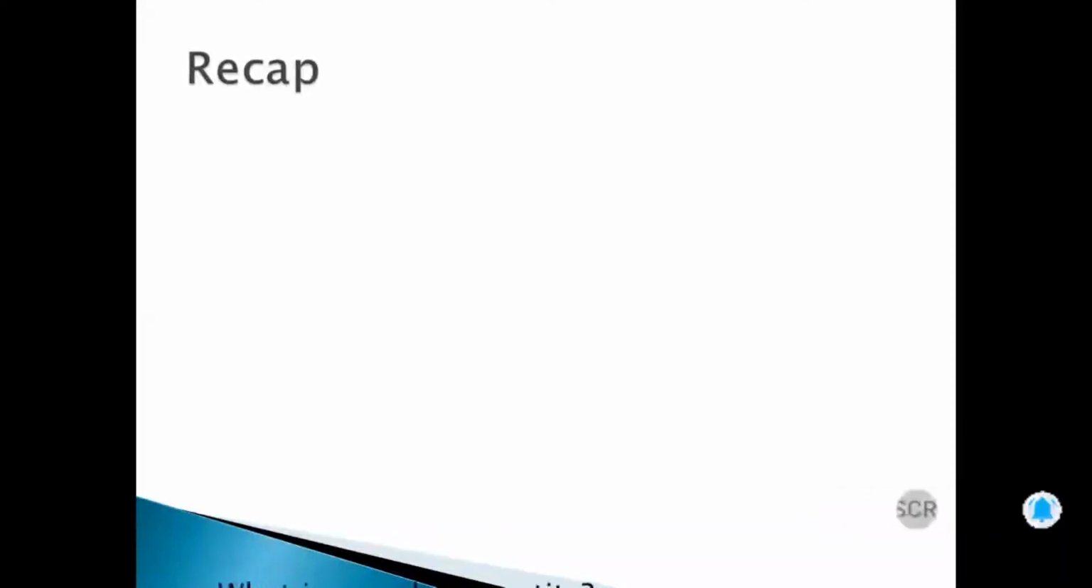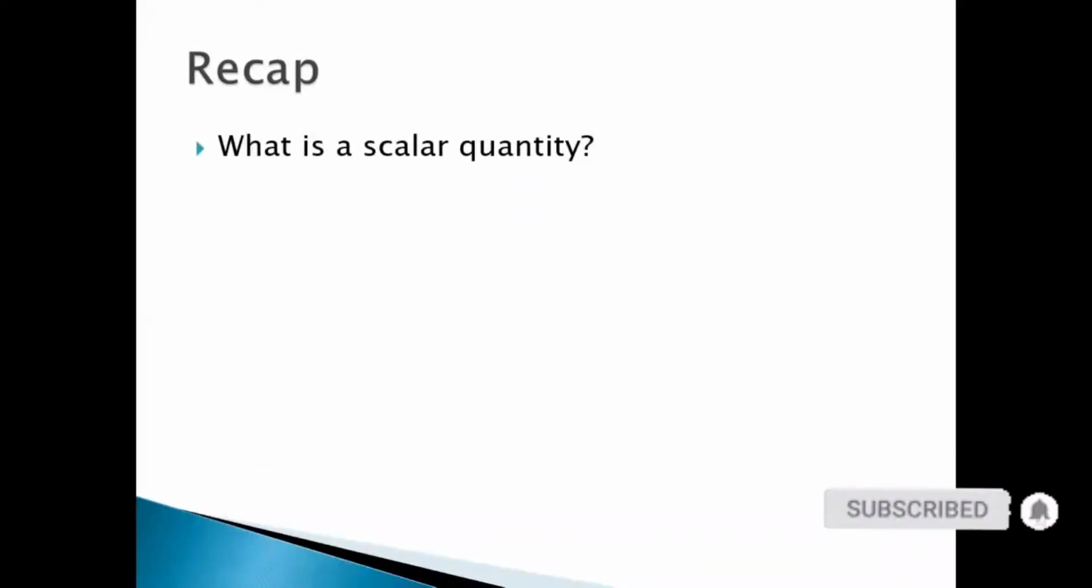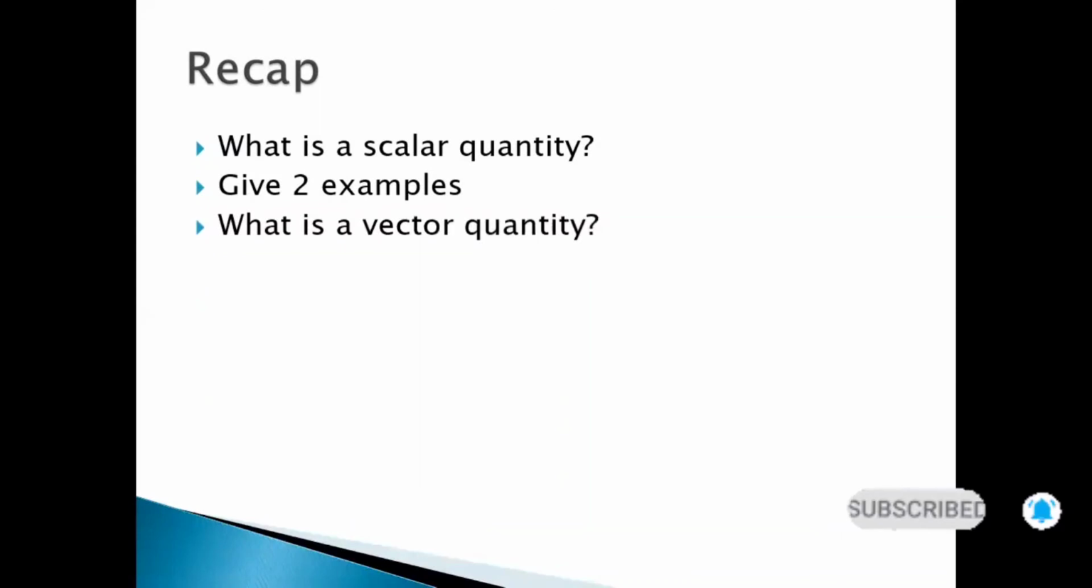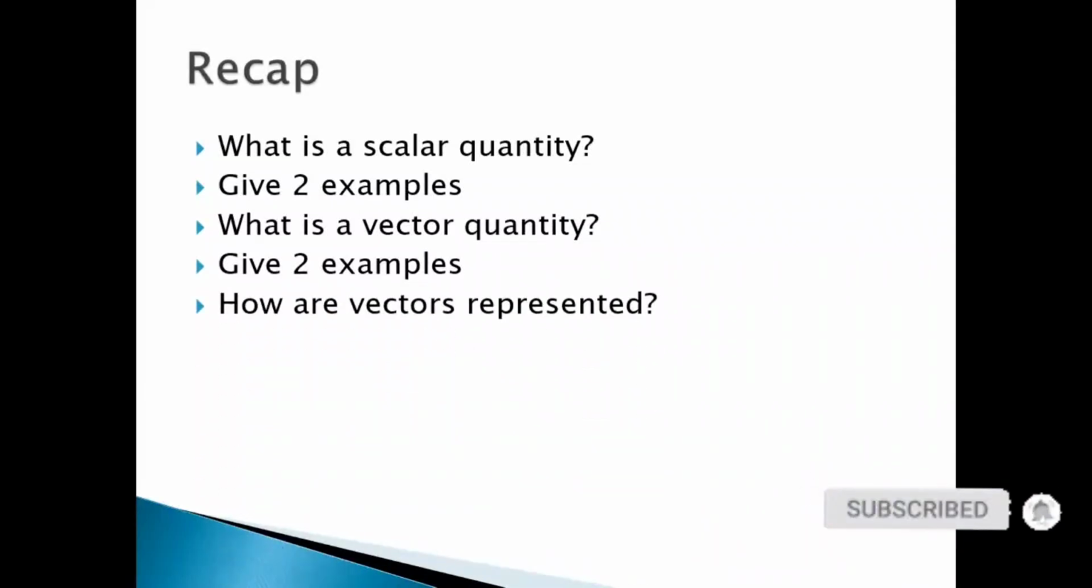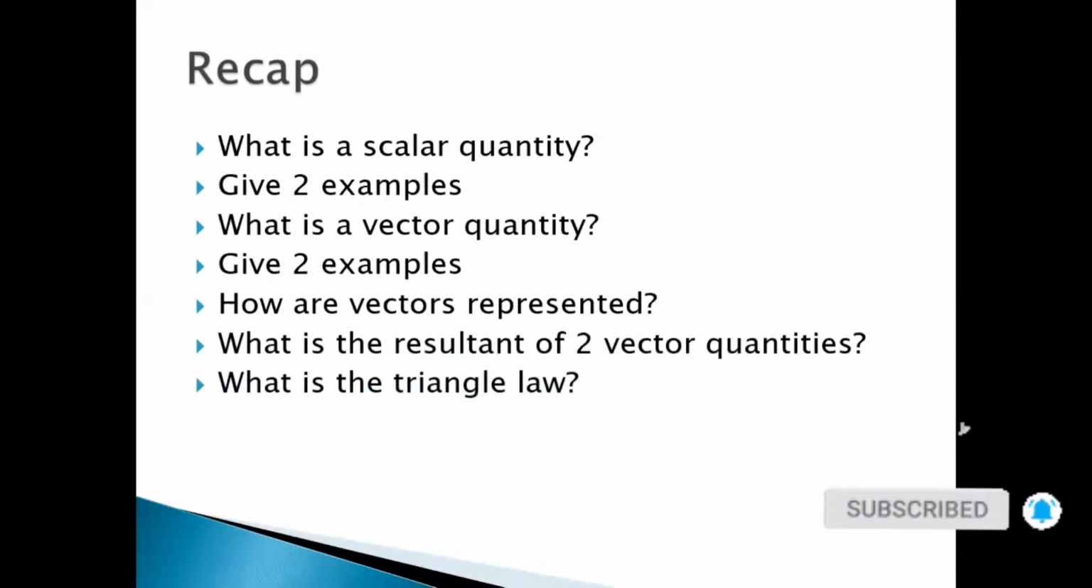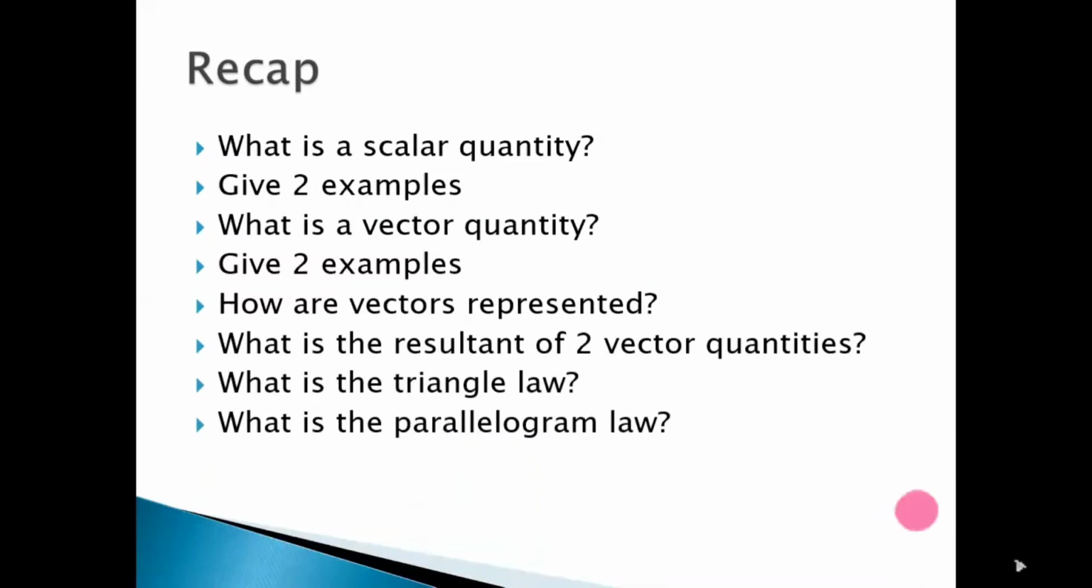Okay? Let us have a recap. What is a scalar quantity again? Well, you can write down on the comment section: what are examples of a scalar quantity? And what is a vector quantity again? And what are the examples of vector quantity? And how are vectors represented? What is the resultant of two vector quantities? What is a triangle law? And what is a parallelogram law? For you to answer this recap, comment down your answers on the comment section.